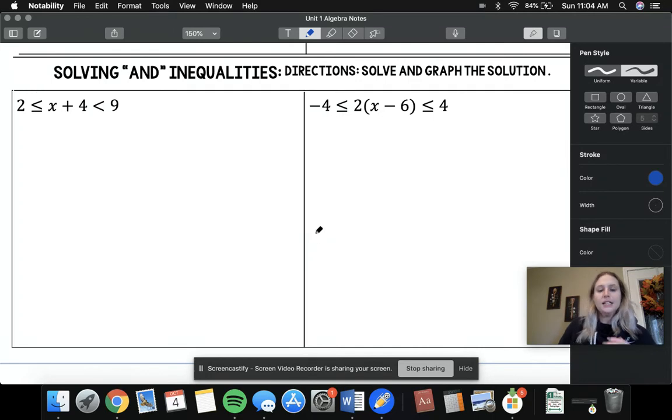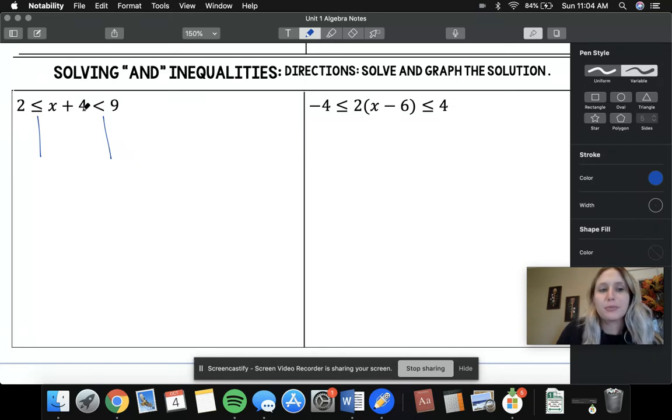All right, so for the last two problems, we're going to solve an and inequality. These don't have the word and. I know that they are implying and because I see two symbols and basically endpoints on either side. The cool thing about this one is this is basically just like having two separate equal signs.